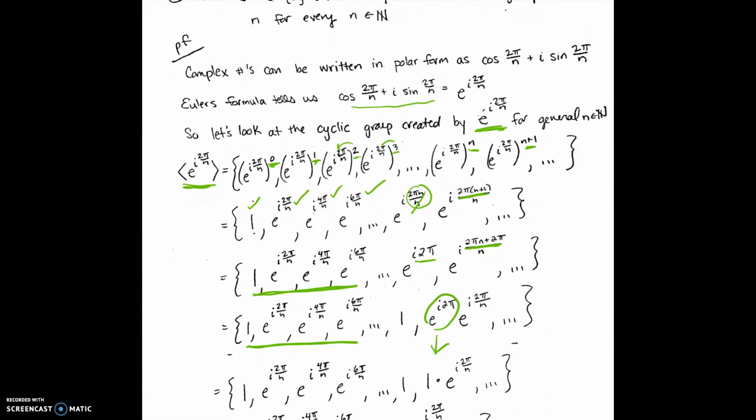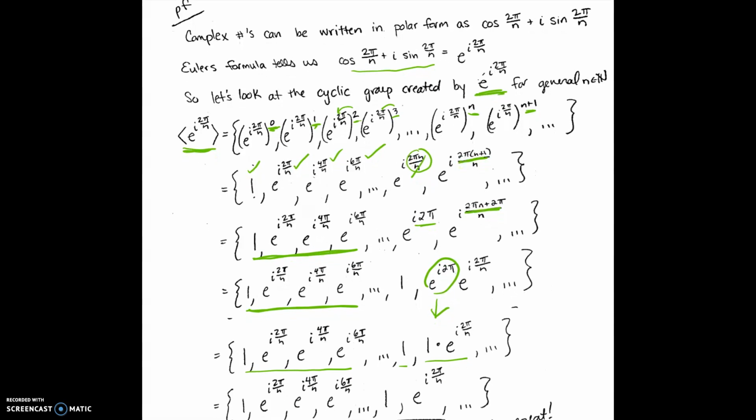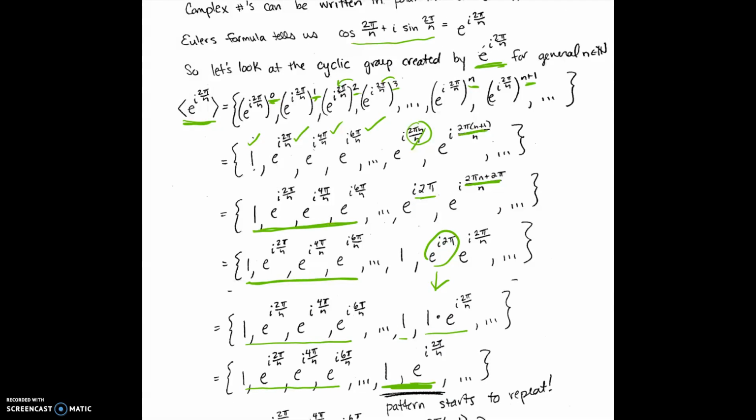So simplify it again. First 4 stay the same. Then I get 1. Then I get 1 times e to the 2 pi over n. So simplify it again, make it as easy as possible. So the first 4 stay the same. Then I have 1. Then I have e to the 2 pi over n. And if you notice, the pattern starts to repeat right there. Our first 2 terms start to repeat themselves.